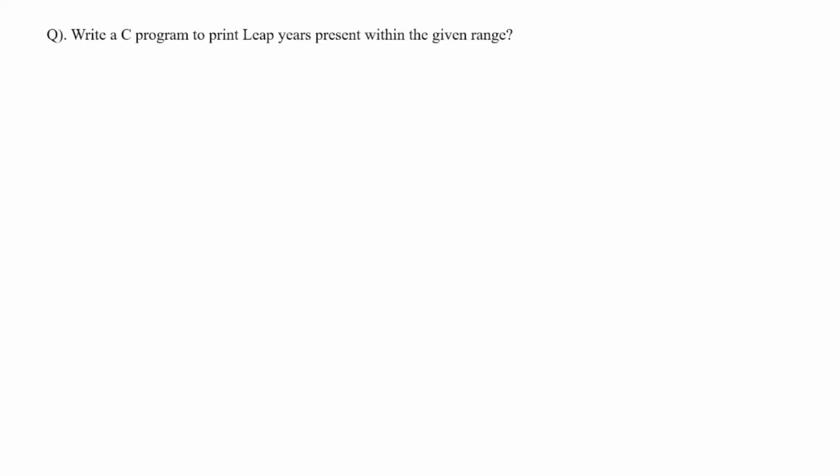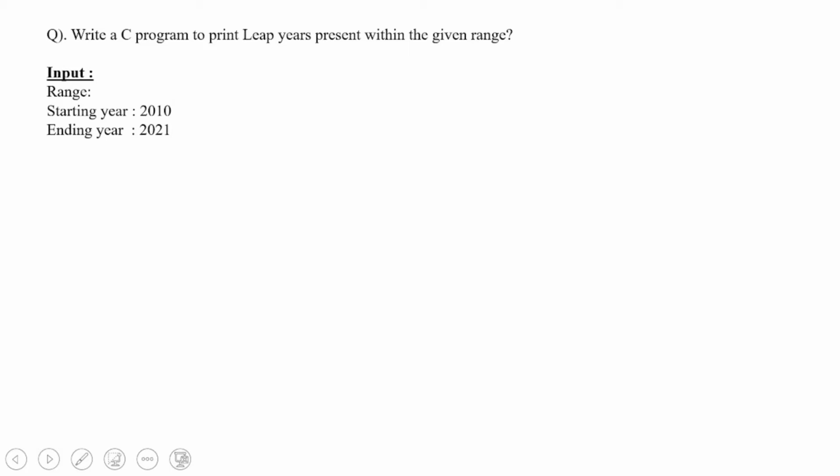Hi everyone, in this video I want to explain a C program to display leap years present within the given range. Actually, I have already explained a program to find whether a given year is a leap year or not. But in this program, I want to display the leap years present in between the given range.